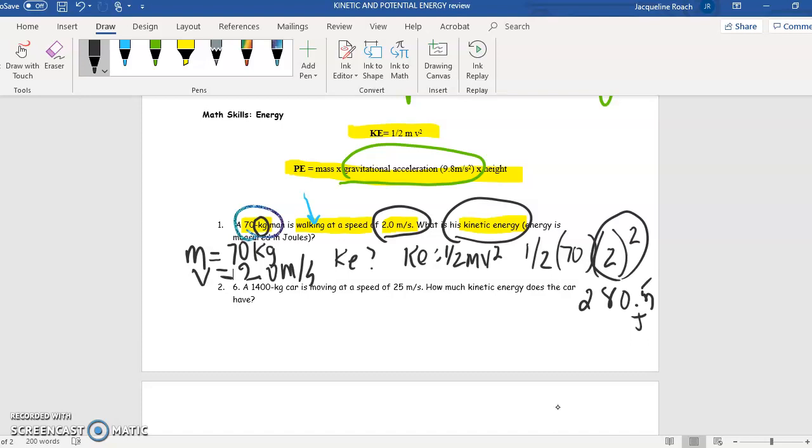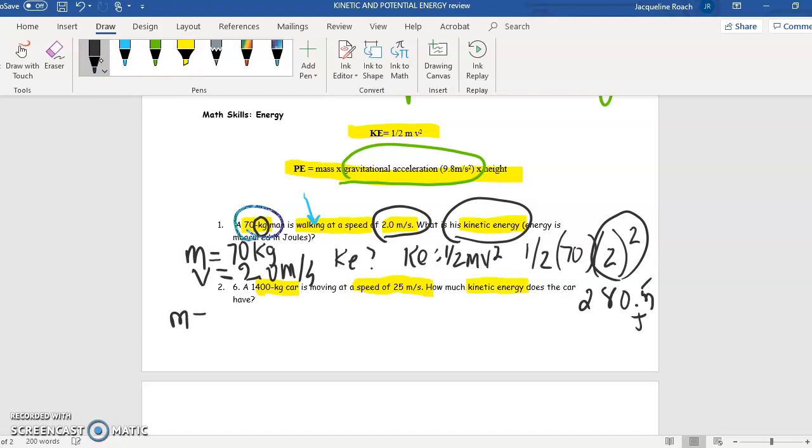A 1,400 kilogram car is moving at a speed of 25 meters per second. How much kinetic energy does the car have? So again, let's highlight a couple things. 1,400 kilogram car, speed of 25 meters per second. And again, the problem is nice and it tells me what I'm solving for, which is kinetic energy.